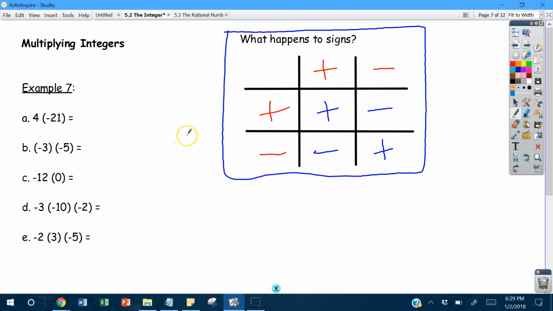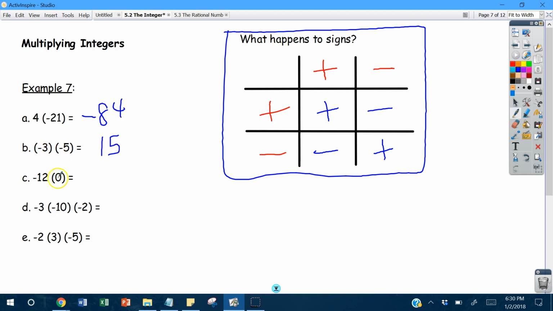So in a nutshell, when we multiply numbers, we're going to multiply them as usual. So in example 7a, we'll do 4 times 21 to give us 84. But since this is a positive times a negative, we'll look, okay, positive times a negative, that gives us a negative 84. So different signs will give us a negative number. B, we can do 3 times 5 is 15. And since these signs are the same, negative times negative, we end up with a positive answer. So negative 3 times negative 5 is positive 15.